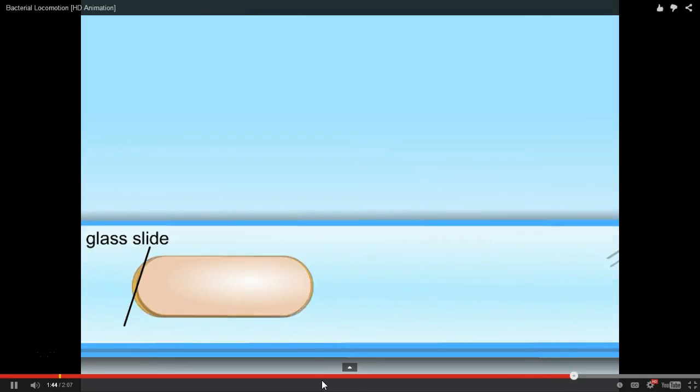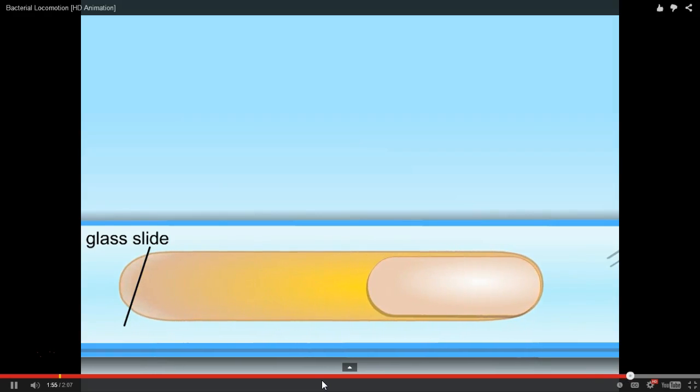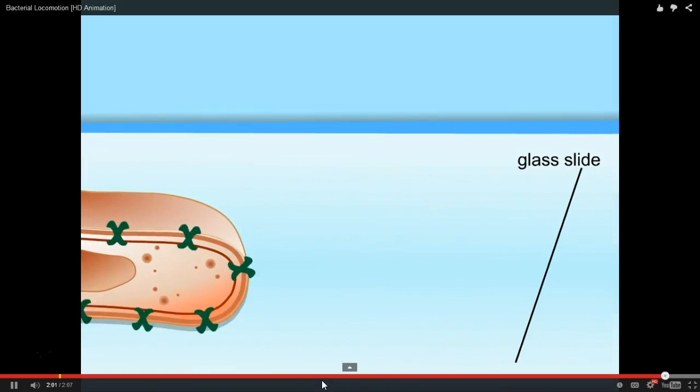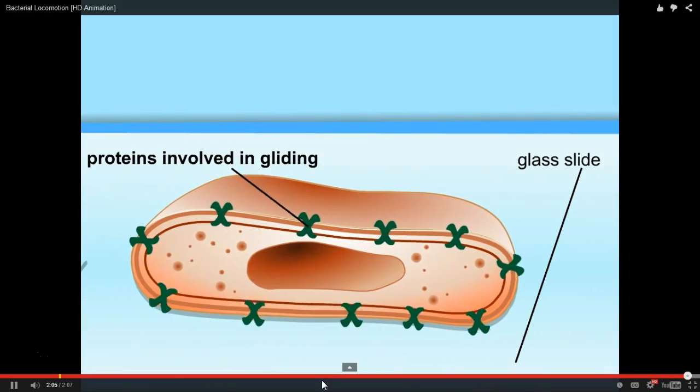Some bacteria lack flagella or axial fibrils, but are motile if they are in contact with a solid surface. This type of movement is referred to as gliding motility. For some gliding bacteria, secretion of a slimy polysaccharide appears to be involved. Other bacteria appear to have special proteins on their surfaces that mediate gliding motility.